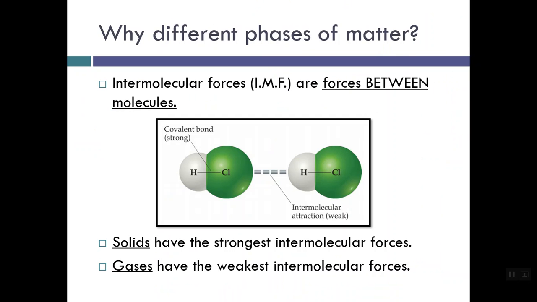So why do we have the different phases of matter? Basically, you have your intermolecular forces, which are between molecules. And so you can see the intermolecular force here, which is between these hydrochloric acid molecules, and here is your intermolecular attraction. All right. So a solid has the strongest intermolecular force, and gases have the weakest intermolecular forces.